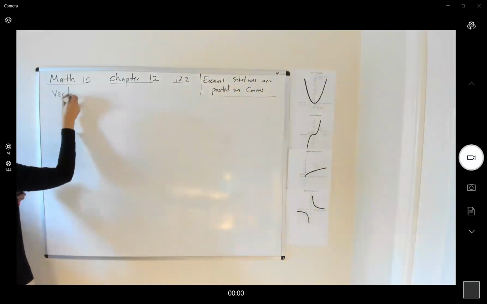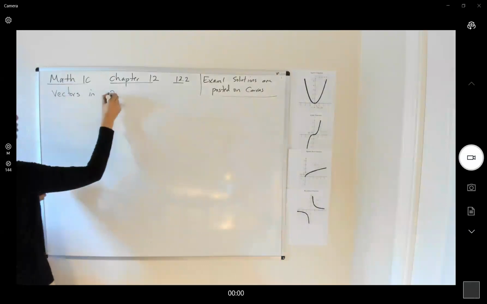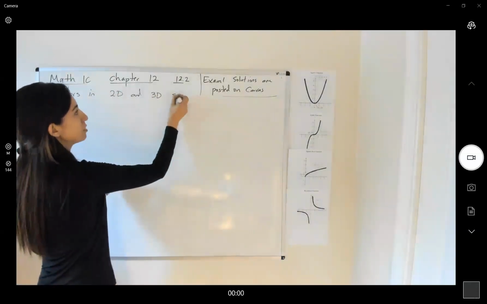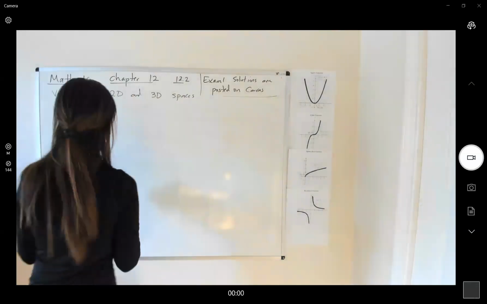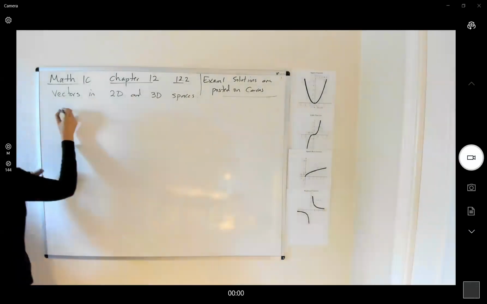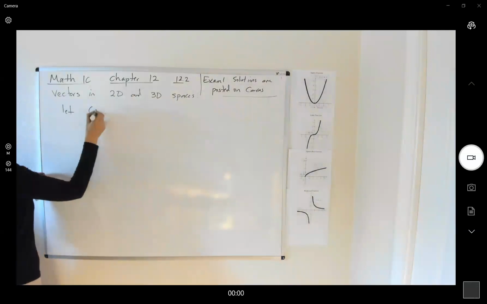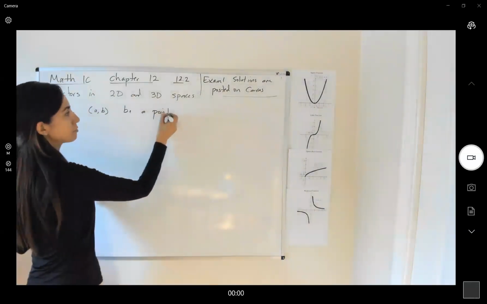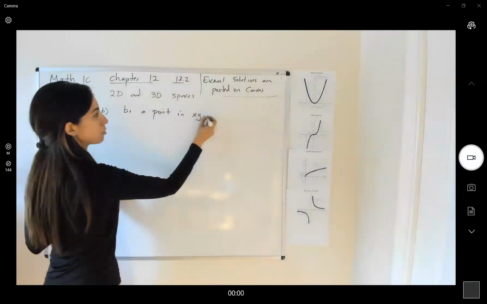Vectors in two-dimensional and three-dimensional spaces. There you go. So let (a, b) be a point in the xy plane.